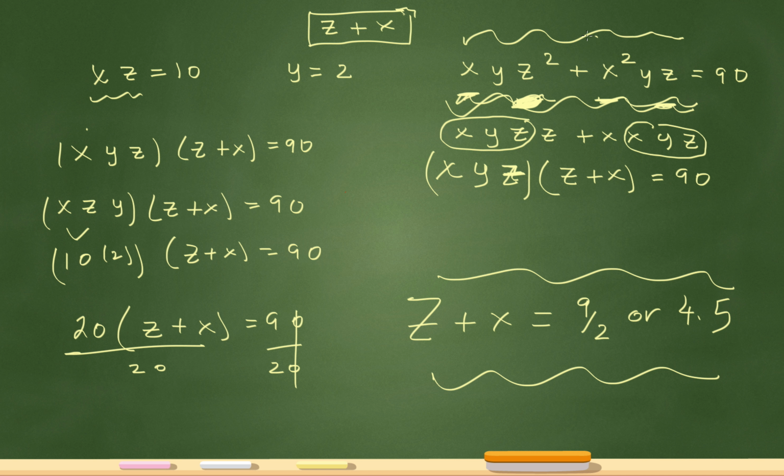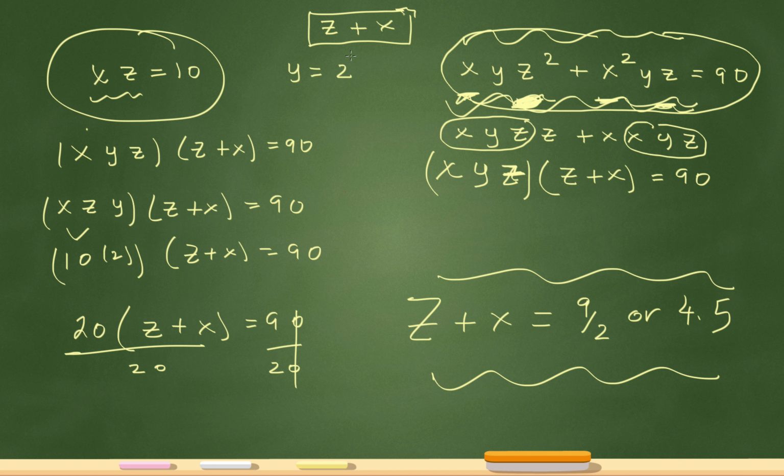If you see something like this, think factor. SAT loves testing on factoring, and that's what it was over here. We got to factor out the common terms and then work through the information they give you. There's a reason they gave me this, there's a reason they gave me that. And then the final answer is z plus x equals 4.5.